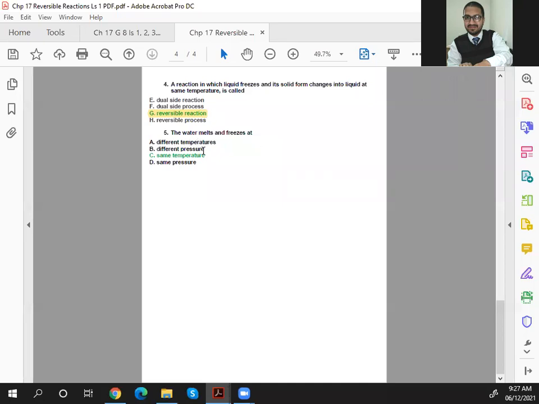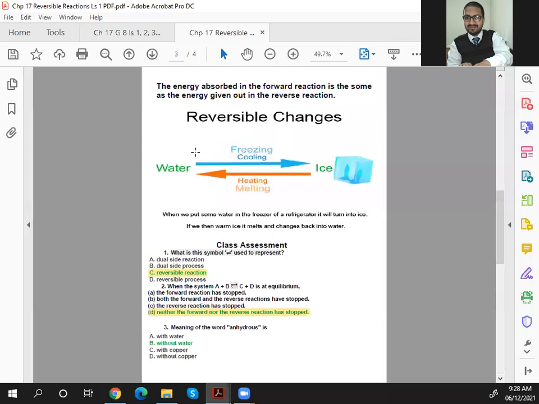Different temperature, different pressure, same temperature and same pressure. The correct one is same temperature. This is the correct answer. And I think most questions, yeah, I didn't highlight this, so I'm going to highlight this again.